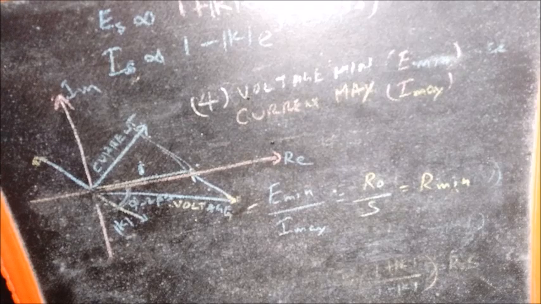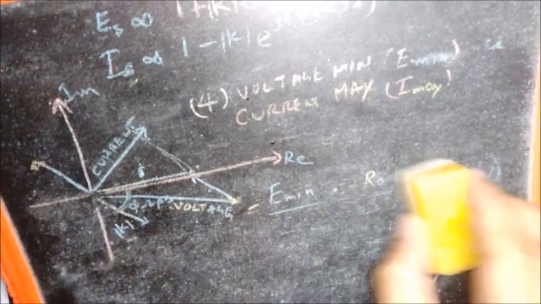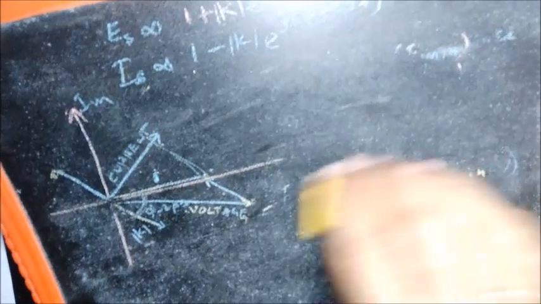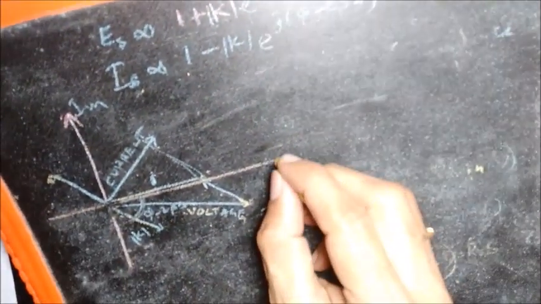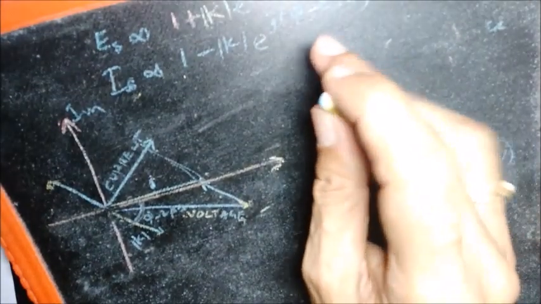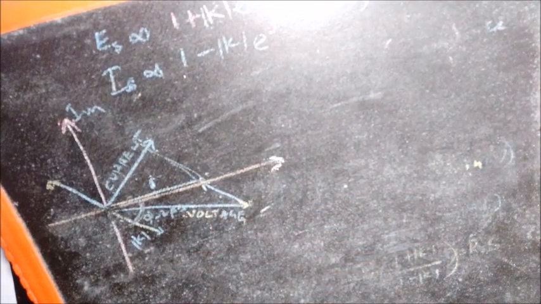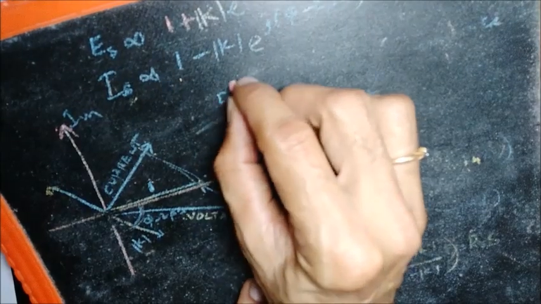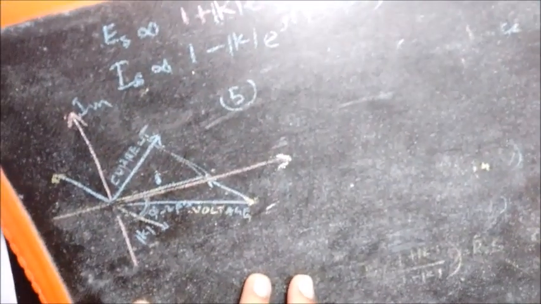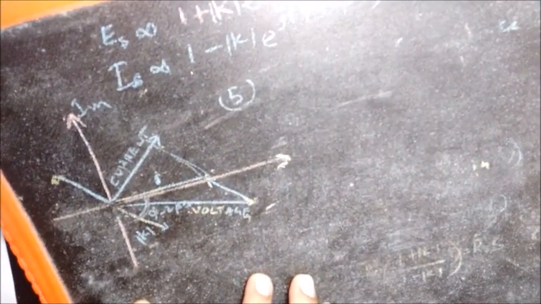And now we move on to the next observation, the fifth one. The last observation was regarding Emax by Imin and Emin by Imax. They occur at the same point on the transmission line, and they correspond to resistances R naught S and R naught by S, which are R max and R min respectively. Next one is regarding the power. Now power at a point of Emax.